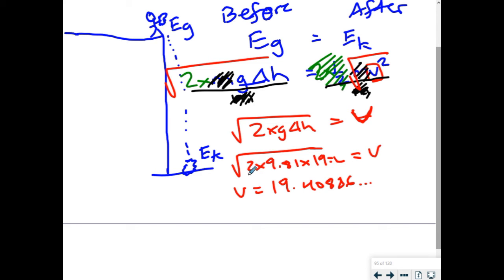look at the number. Something that you would actually measure. This isn't a measured number. 9.81 wasn't really that. Meters per second.